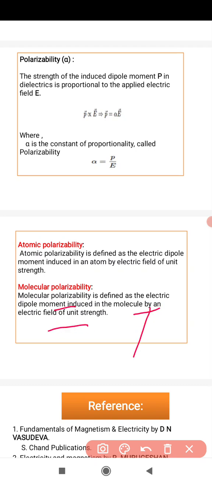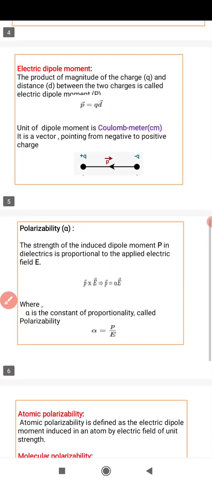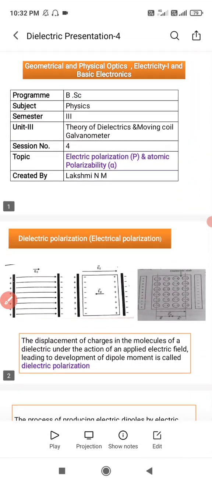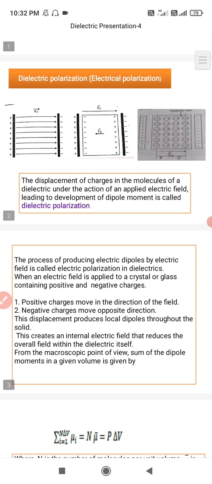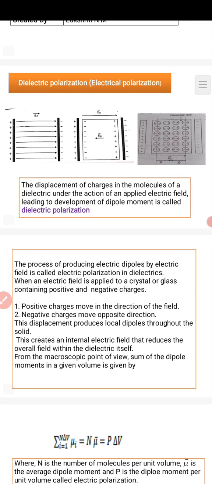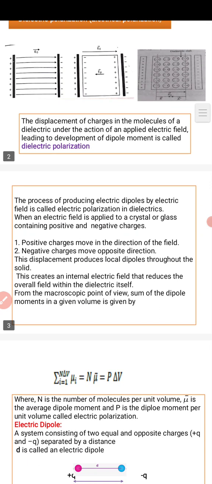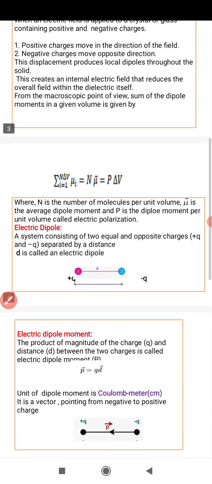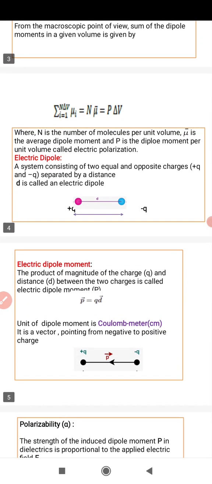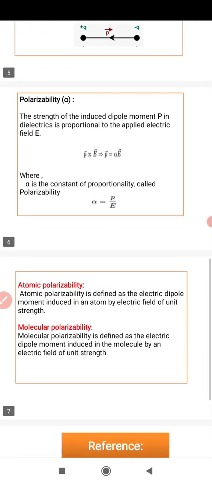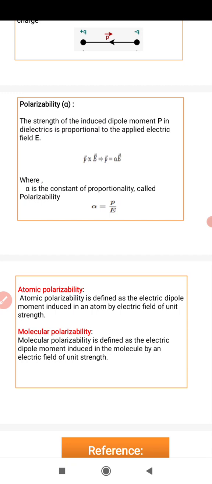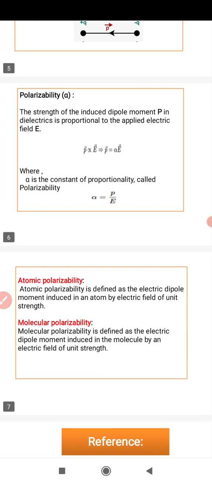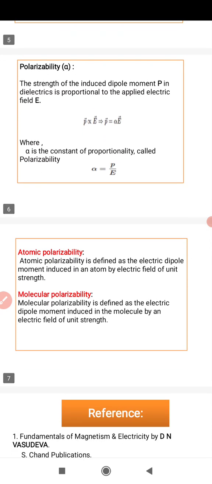So in today's class we learnt what is meant by dielectric polarization or electrical polarization in dielectrics, what the direction of the polarization is, electric dipole and electric dipole moment, polarizability, and what is meant by atomic polarizability and also molecular polarizability.